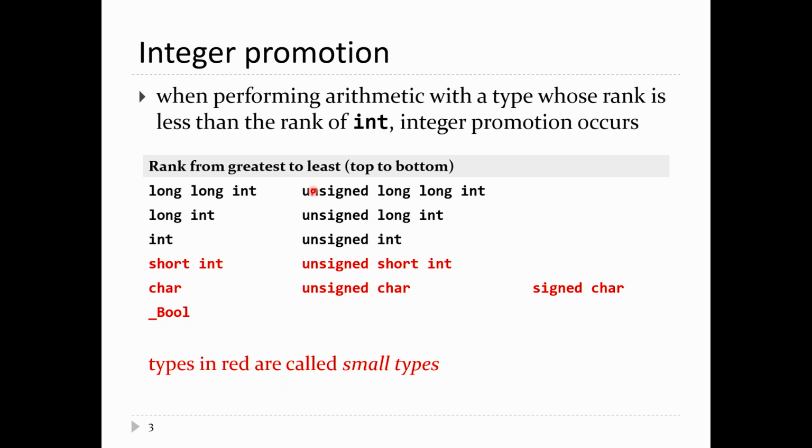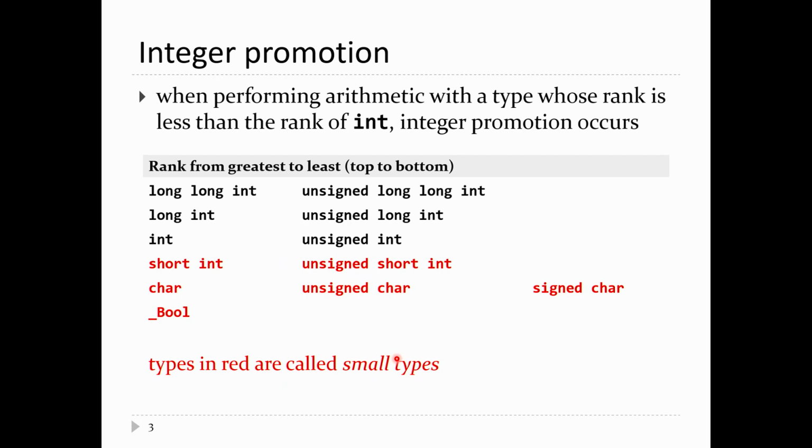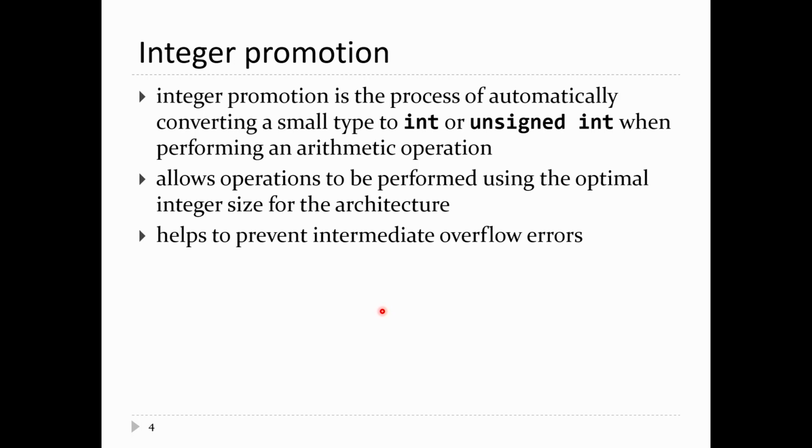When performing arithmetic with a type whose rank is less than the rank of int, so any of these things in red, a process called integer promotion occurs. If you're trying to do arithmetic with two chars, or two signed chars, or two unsigned chars, or two shorts, then integer promotion automatically occurs. These red things are called the small types. They're smaller than int. Integer promotion is the process of converting a small type to int or unsigned int when performing an arithmetic operation.